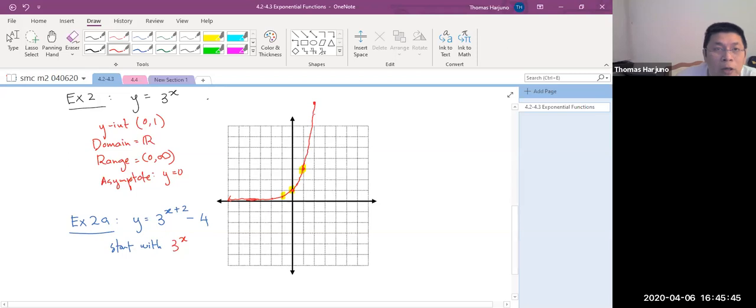Now we start with 3 to the x, which is the graph we have earlier, and then we move 2 to the left and 4 down. So then I will use these 3 coordinates to help me. Using this coordinate here, move 2 to the left and 4 down. 1, 2, 3, 4. This guy here, move to the left 2 units and move 4 down. This guy here, 2 to the left and 4 down.